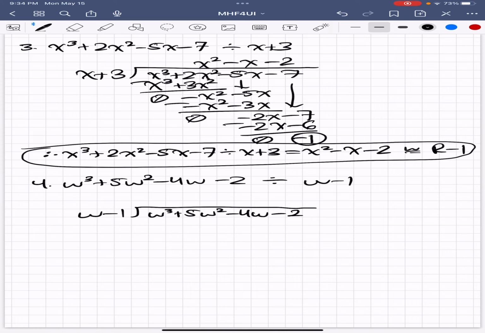w to the power of 3 plus 5w squared minus 4w minus 2 divided by w minus 1. So to get, what multiplied by w will get w to the power of 3? What variable and to what degree?